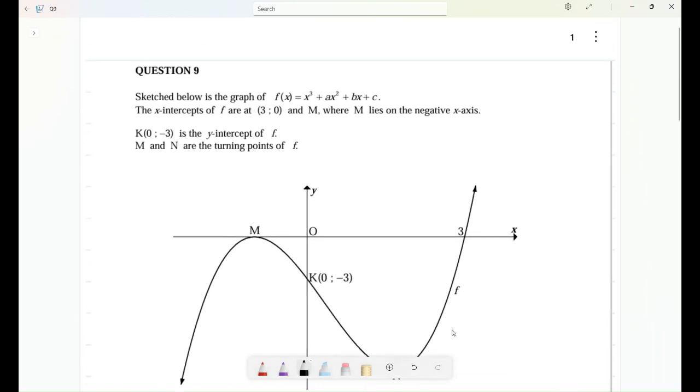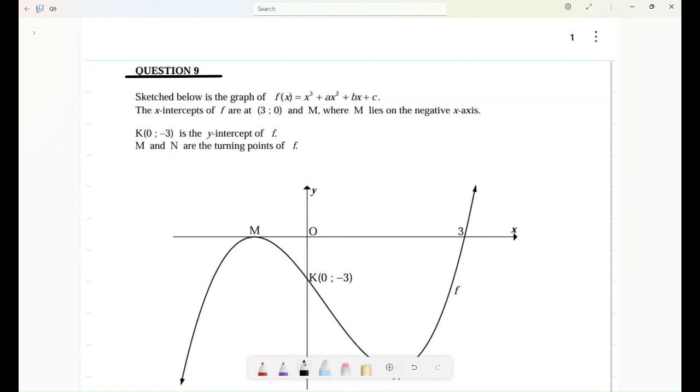This is a continuation under the May/June 2022 question paper. So we're going to do question 9, which deals with cubic functions. Let's just dive into it. It says the sketch below is the graph of f of x. It is equal to x cubed plus ax squared plus bx plus c.